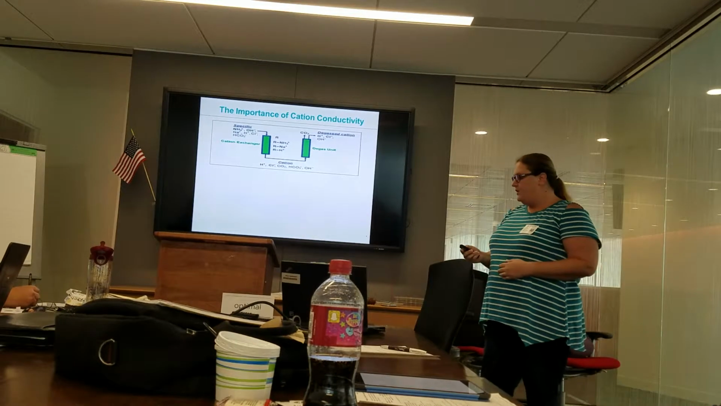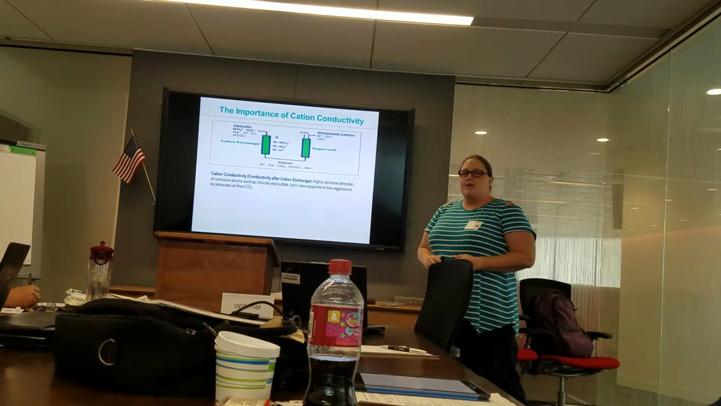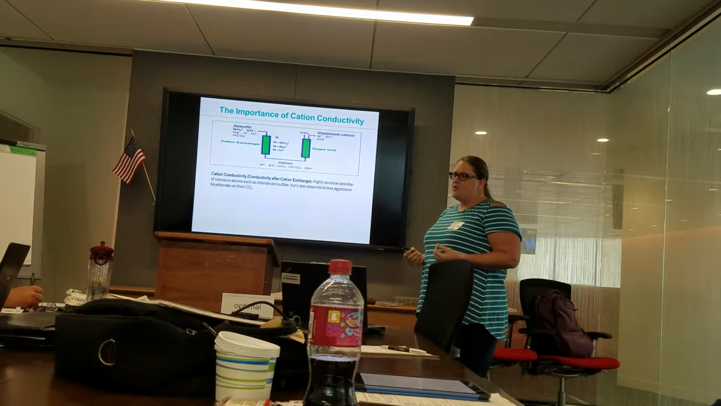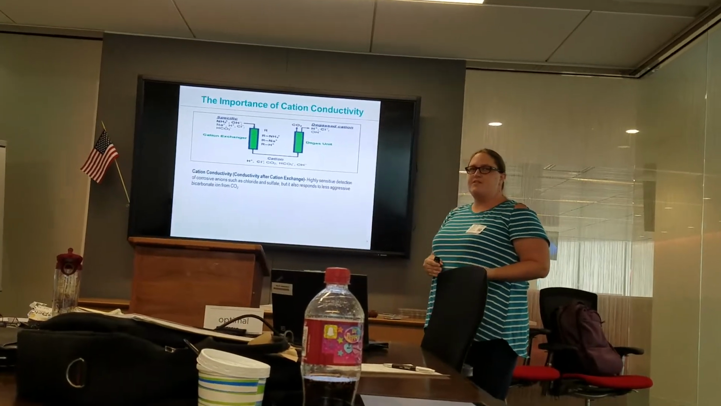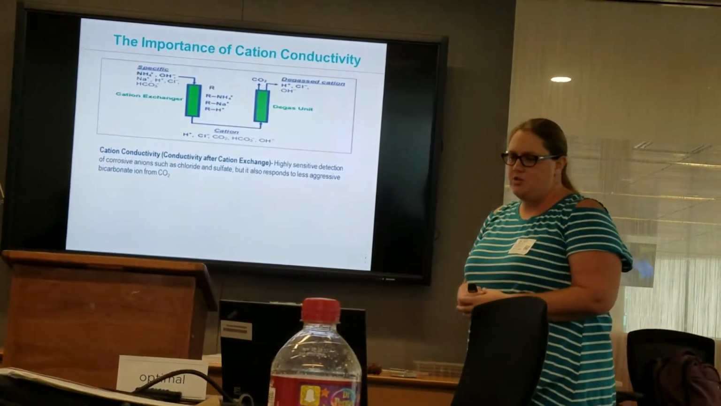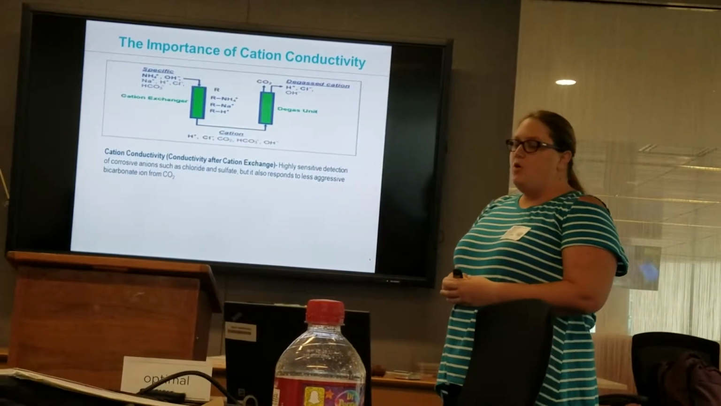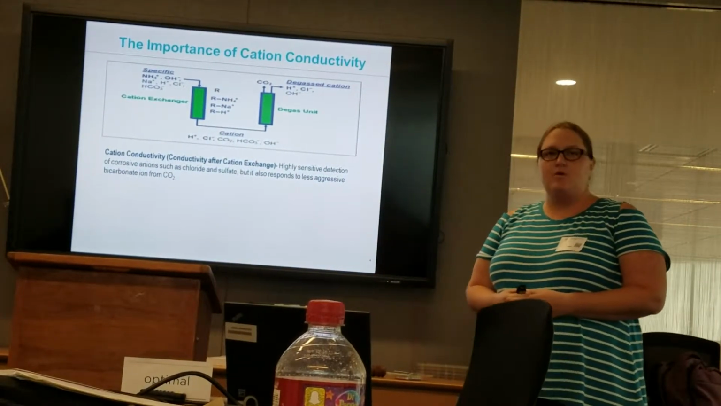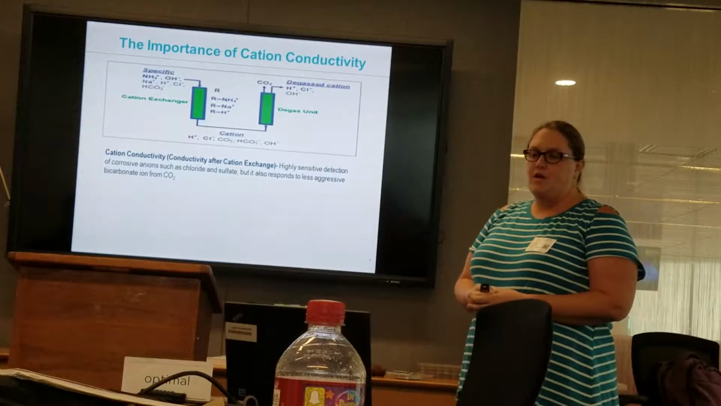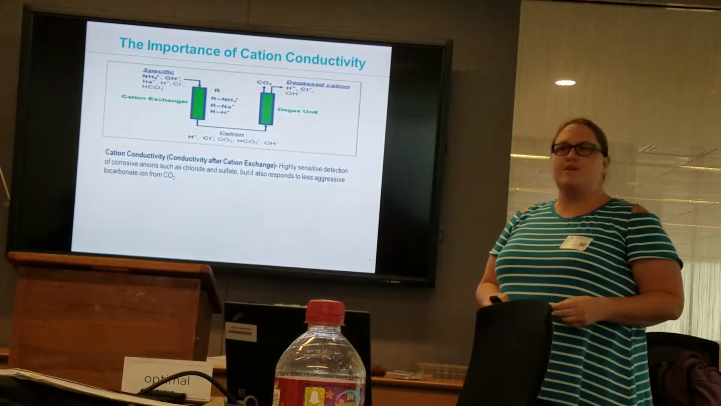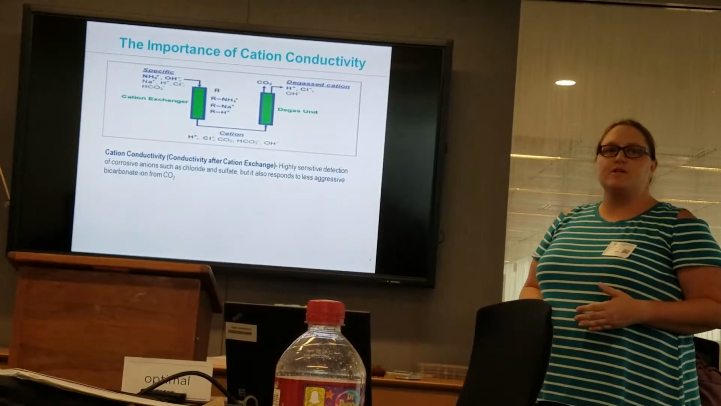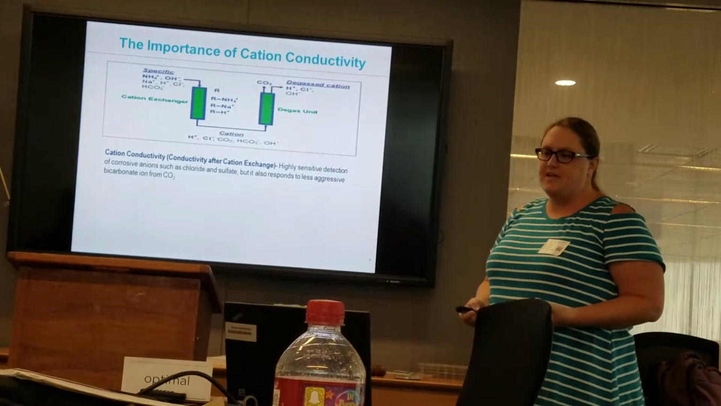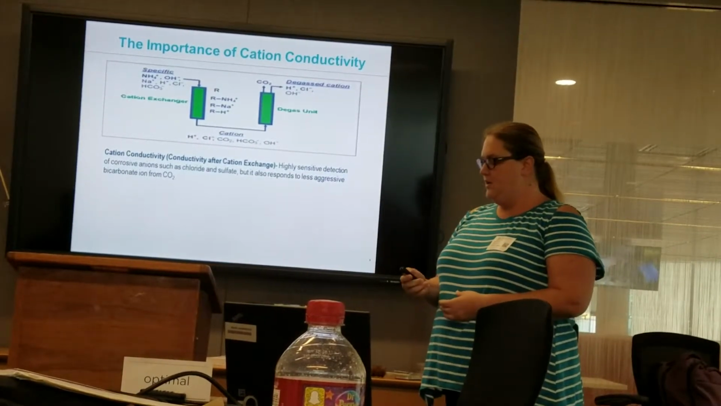A review. So first is cation conductivity. It's also better known as conductivity after a cation exchange. It removes any ammonia detection from the sample and converts our chlorides and sulfides to their acid form, which gives about a 10-fold increase, providing a more sensitive detection of these contaminants.